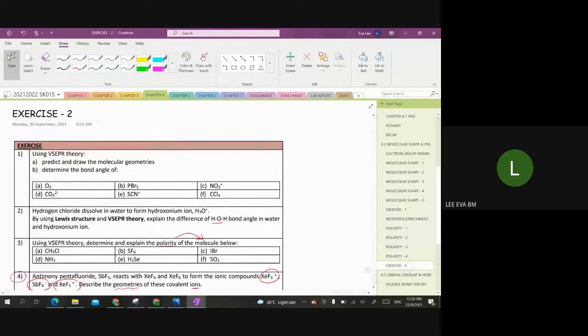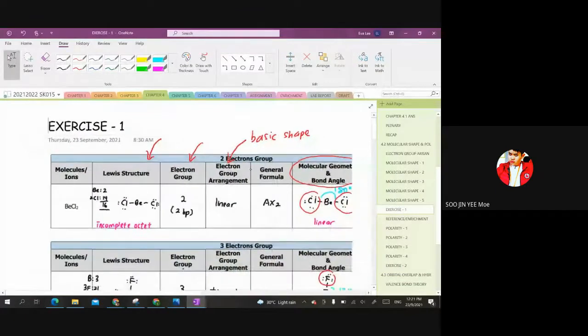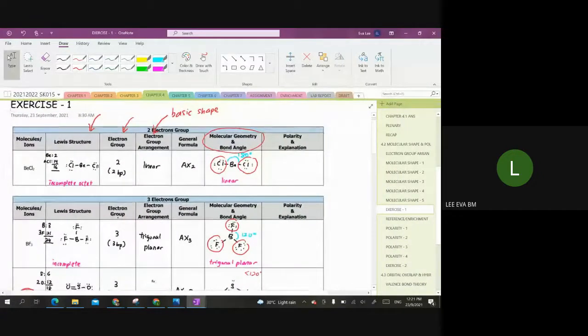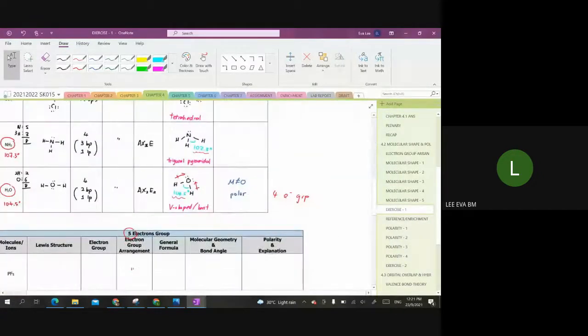Is there any questions before we move to 4.3? Madam, for the polarity and explanation, we need to write in full? For this table? The table here, no need. You just need to write down, just now Madam showed the example, the mu and also polar or non-polar. Because this table later is for your revision, so we make short notes. Okay.